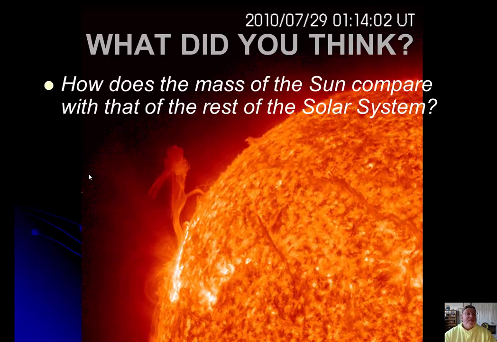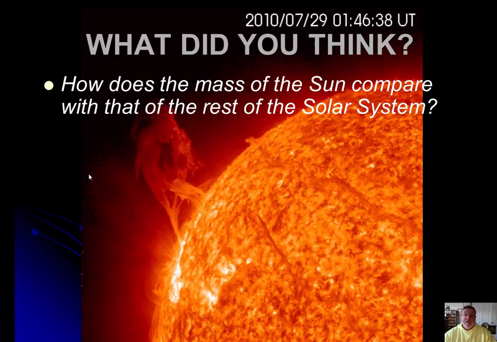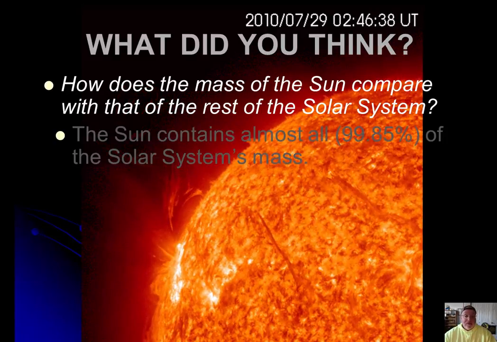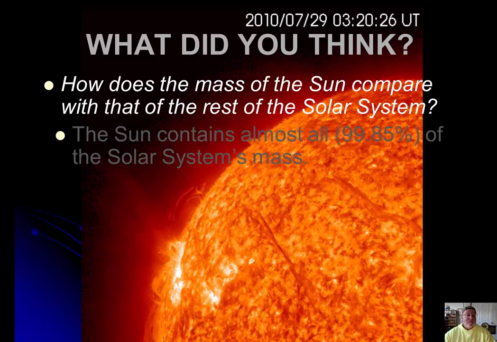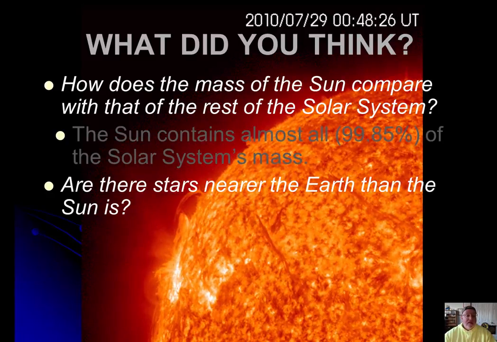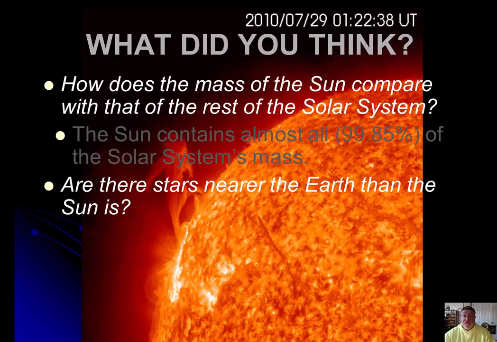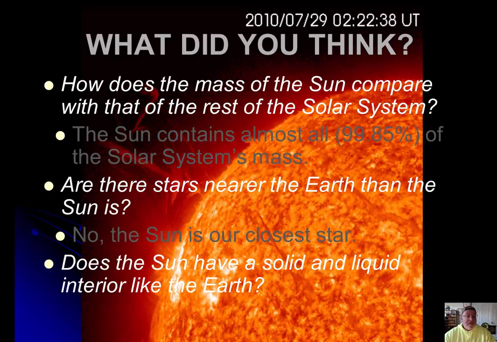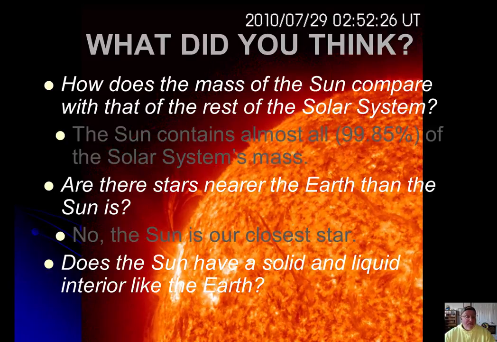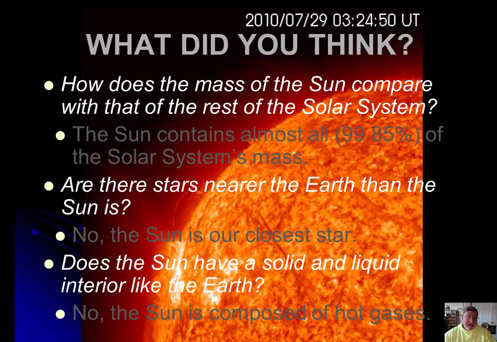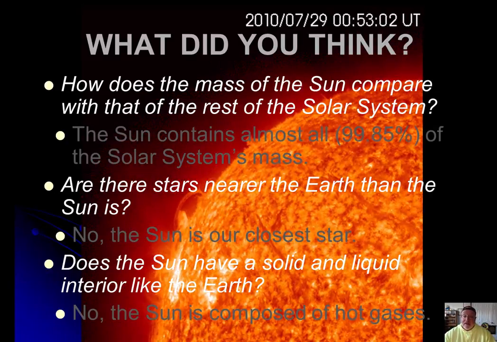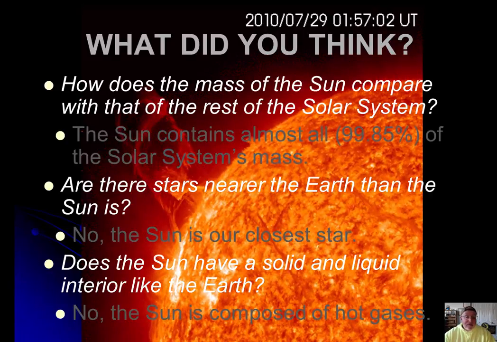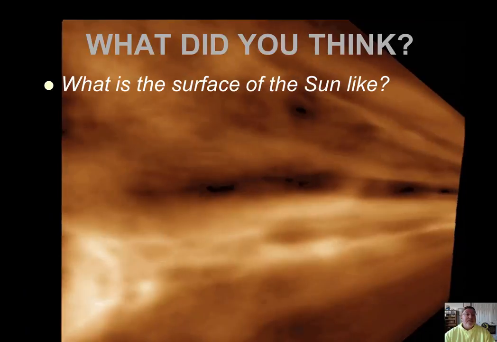And then what do you think? Does the mass of the sun compare to the rest of the solar system? Pretty much it is all of it, 99.85% of the solar system's mass. Are there any stars closer to the Earth than the sun? No, the sun is the closest star. Does the sun have a solid or liquid interior like the Earth? Not really. It's mostly composed of hot gases, nothing like what we experience on the Earth.